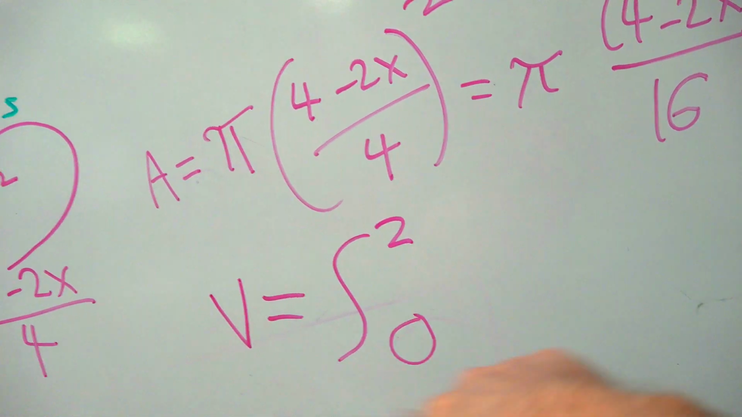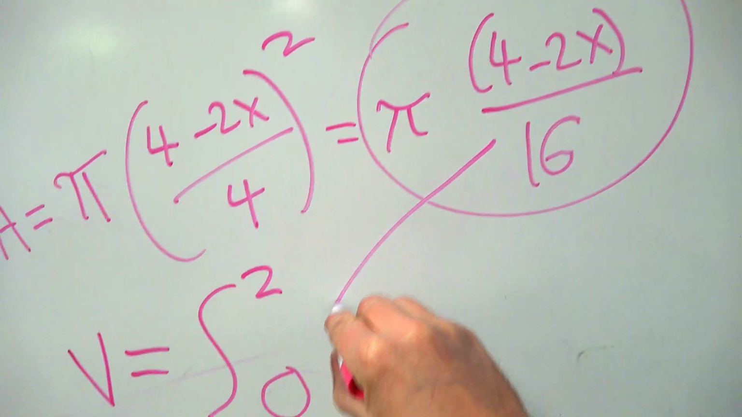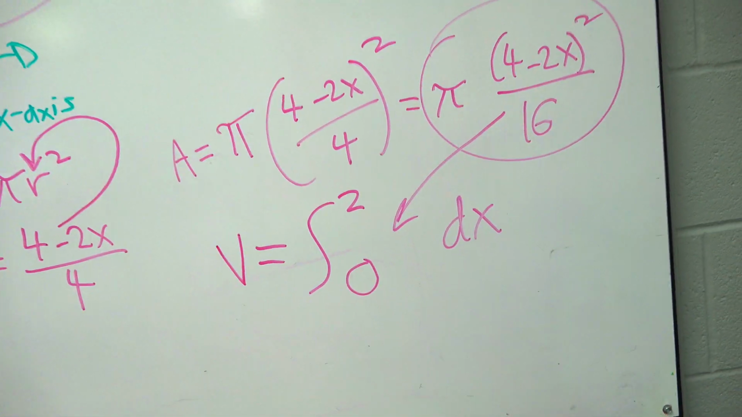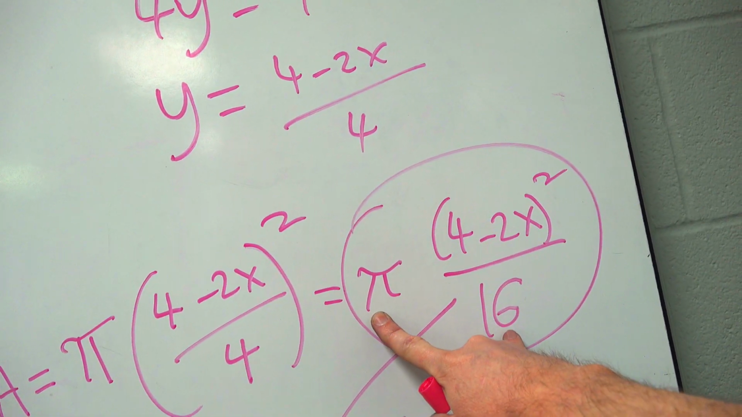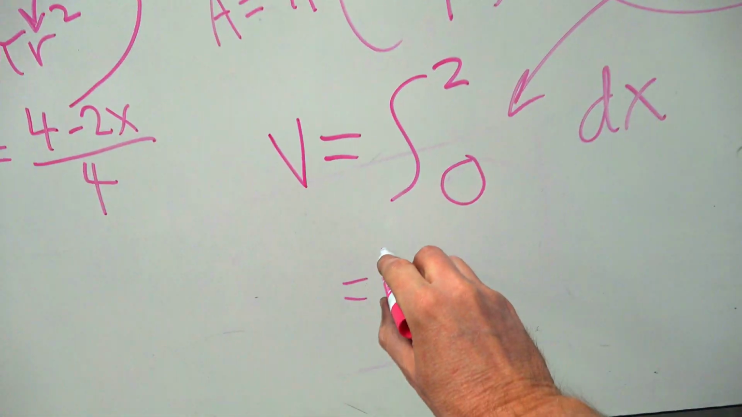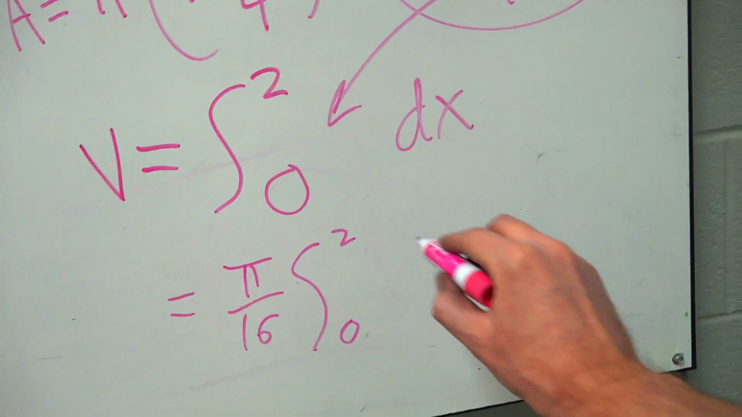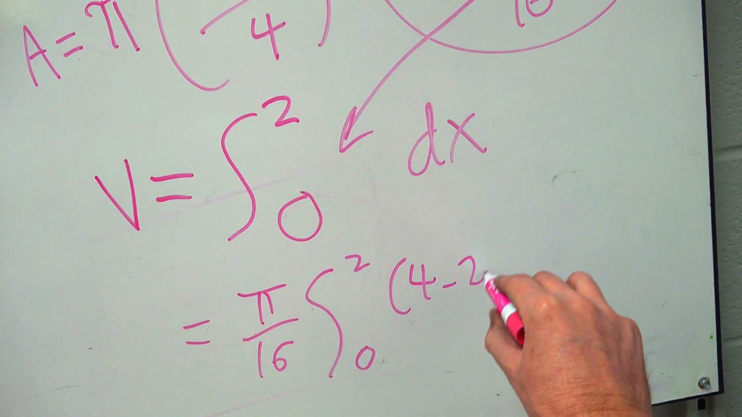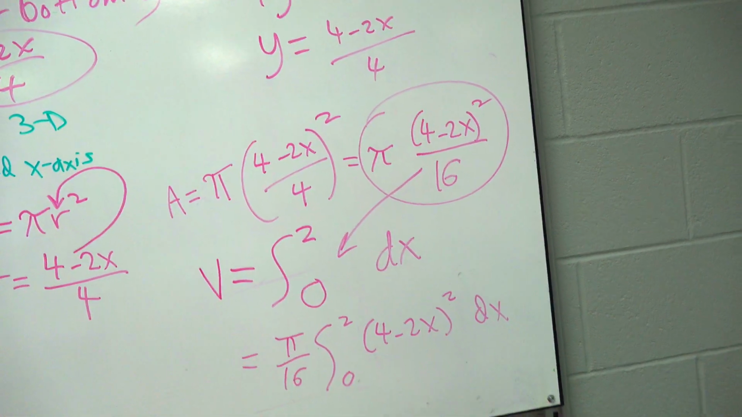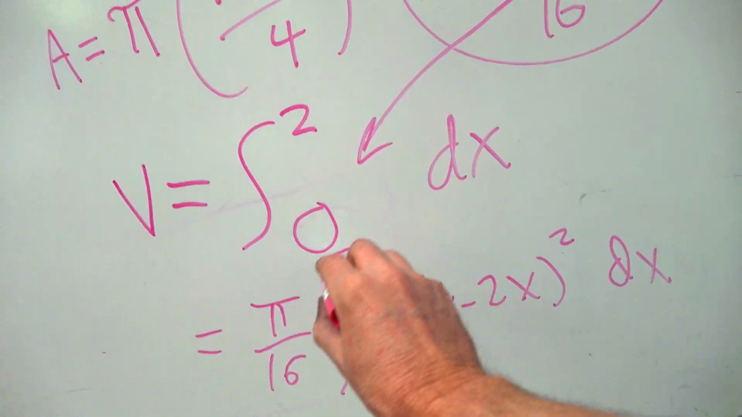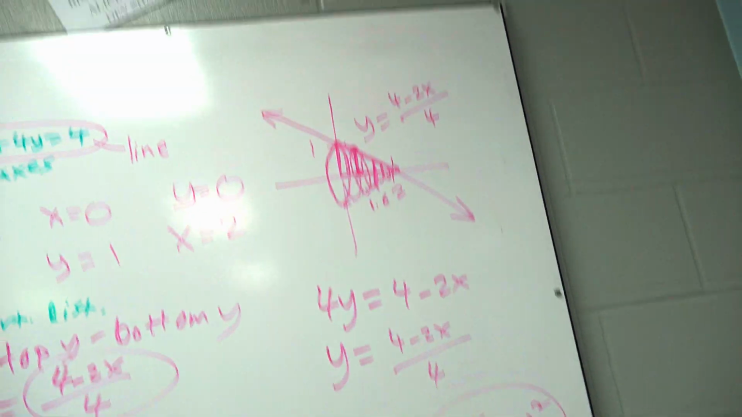And then, what do you integrate? What are you stacking? Circle areas. There's the circle area. That's the integrand with a dx at the end. And then finally, just for one last step, why don't we take the pi over 16 as a coefficient and scoot it outside. So pi 16ths, integral from 0 to 2, and then what's left over? 4 minus 2x quantity squared dx. See, I moved the pi over 16 out to the front.